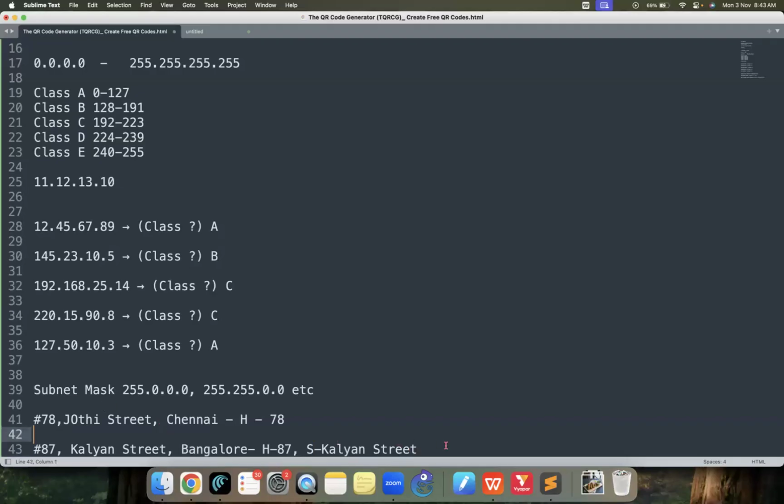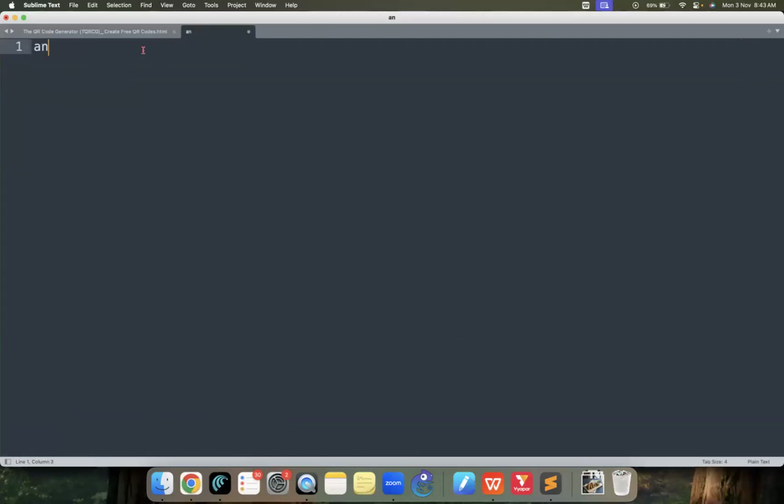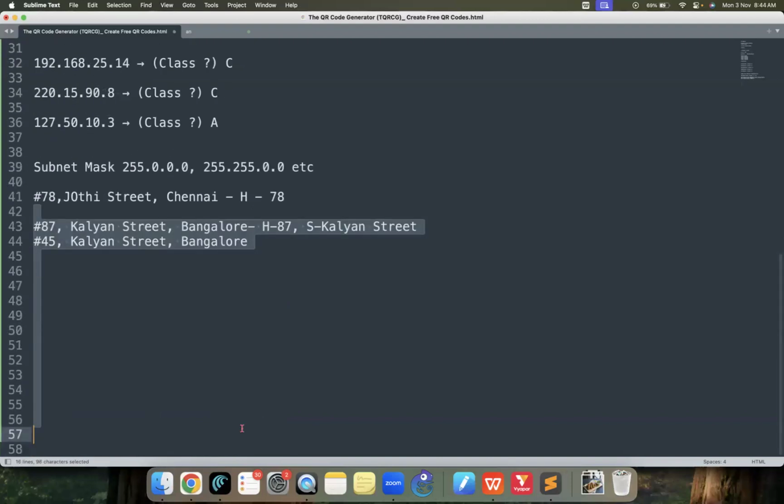Now, if I give you one more address, number 45, Kalyan Street, Bangalore. Are these two houses on the same street or different streets? They are part of the same street. How am I telling? Because Kalyan Street is the same. Irrespective of different house numbers, by seeing the same street name, I can confirm they belong to the same street.